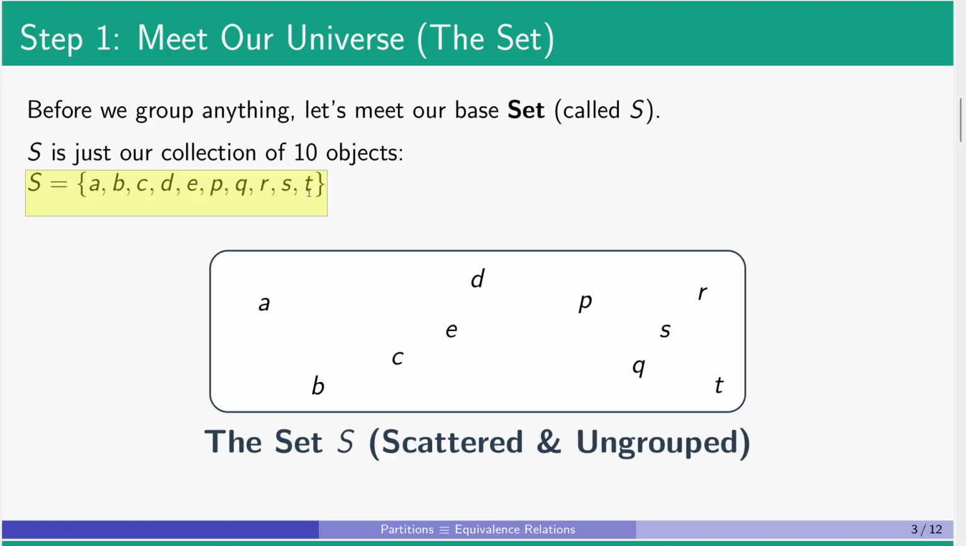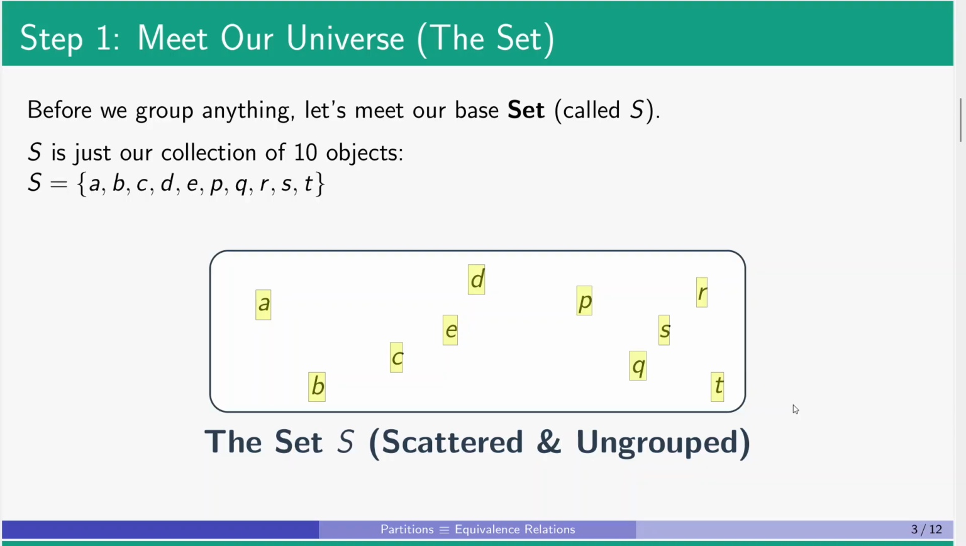Picture these 10 letters just floating around, scattered in space. No organization whatsoever. No groups, no connections, no structure. Just 10 individual objects sitting loosely together. Think of it like 10 students who have just walked into an empty gymnasium. No assigned seats, no groups, nothing. They are just there. This is our starting point. This scattered, ungrouped collection is our set S, and everything we do today will be about organizing it.